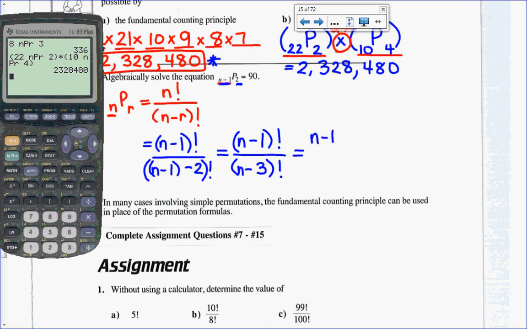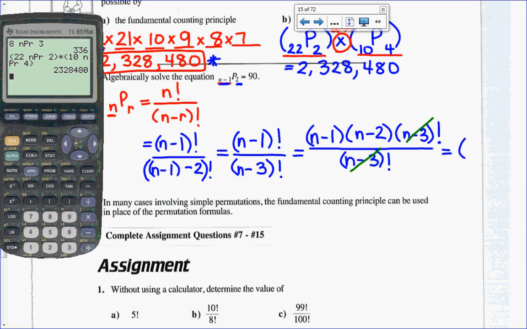N minus 1, 1 less than that's n minus 2, 1 less than that's n minus 3. I'm going to stop there, and show that it keeps going on with a factorial sign. (n minus 3) factorial on the bottom. This (n minus 3) factorial will cancel this one. So in total, I will just be left with (n minus 1) times (n minus 2). Okay, so this is my final answer, and that's how I would leave it. I would not expand it and FOIL.